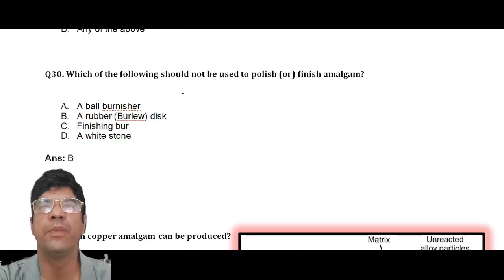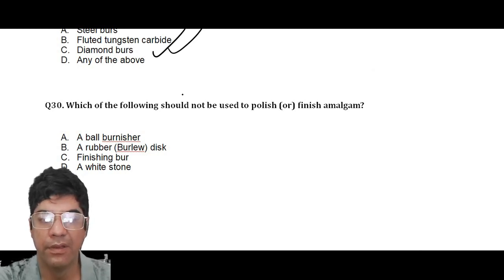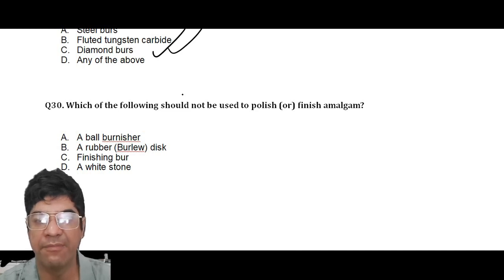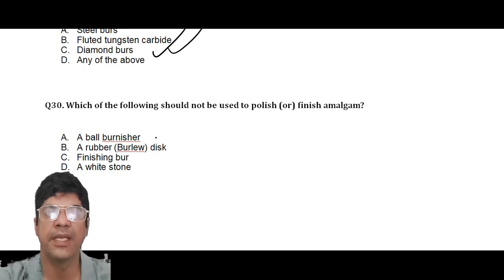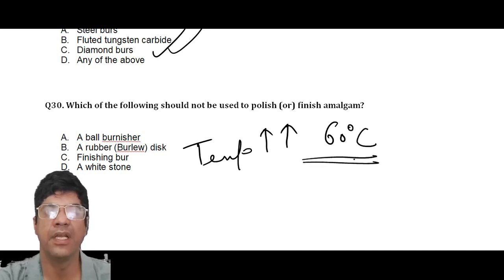Which of the following should not be used to finish amalgam? Well, a rubber disc should not be used to polish or finish amalgam restoration. Final finishing should be done with the appropriate finishing burrs, white burrs, and wet abrasive powders in paste form. Using a rubber disc can raise the temperature above 60 degrees Celsius, which can cause irreversible pulp damage, so it should be avoided.